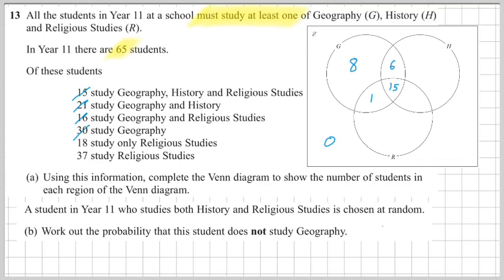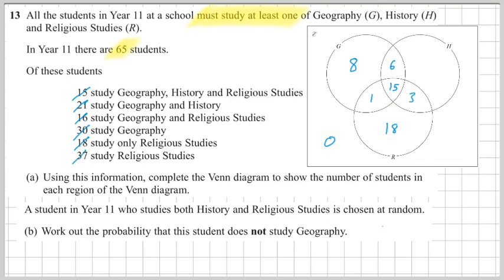Okay, 18 study only religious studies, so that just means we can put 18 here. And finally, 37 study religious studies. So they've just removed the word only this time. So basically, again, everyone in the religious studies circle should add up to 37. So 18 plus 1 plus 15 plus this must give us 37, and that works out to be 3.